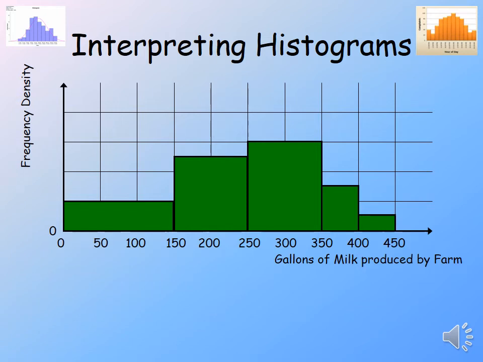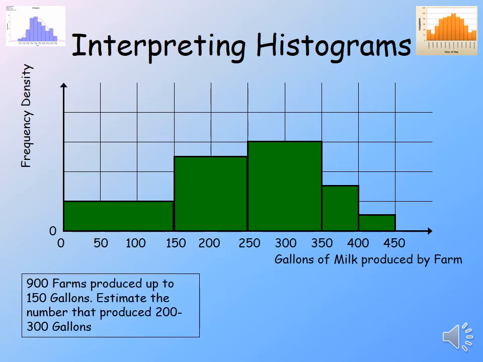Okay, another one. So again, we're not given the frequency density. The question is, 900 farms produced up to 150 gallons. Estimate the number that produced 200 to 300.